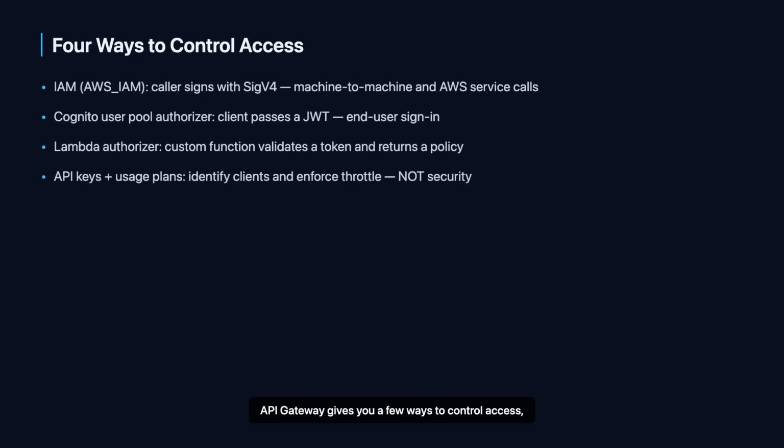API Gateway gives you a few ways to control access, and matching the scenario to the right one is worth knowing. First, IAM authorization. The caller signs the request with SigV4. That's your answer for machine-to-machine calls or Amazon Web Services service calls. Second, a Cognito authorizer, where the client passes the JWT token from a Cognito user pool. That's your answer for end-user sign-in, exactly the tokens we set up a few episodes back.